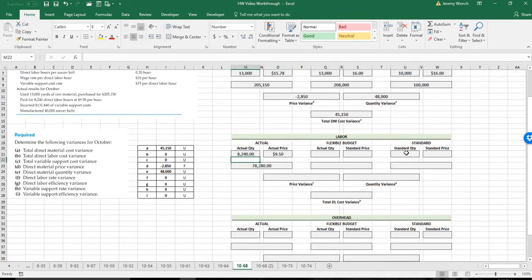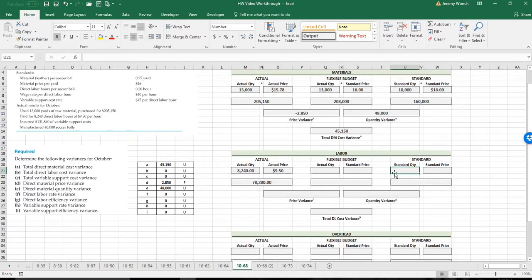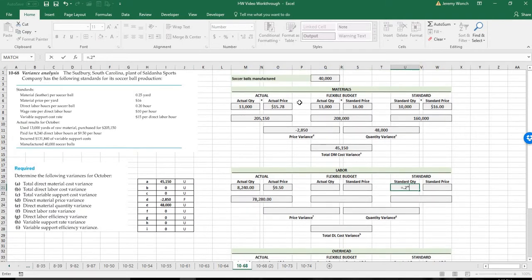And so let's jump over here to the standard side. We planned on the hours planned. So that's going to be right here. So see the hours per ball, which is 0.2, multiplied times the number of balls that we actually manufactured. So we planned on having 8,000 hours. And it says that the wage we anticipated paying was $10. So plug that here, multiply those together.